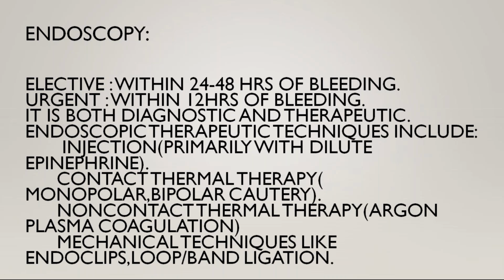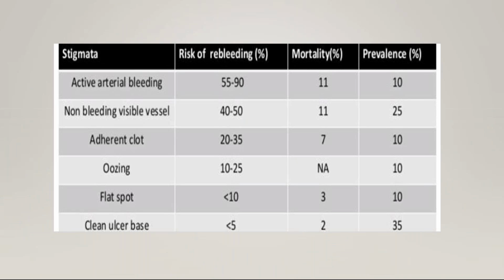So endoscopy is effective within 24 to 48 hours of bleeding, and urgent within 12 hours of bleeding. It is both diagnostic and therapeutic. Endoscopic therapeutic techniques include injection, primarily with dilute epinephrine, or contact thermal therapy like monopolar or bipolar cautery, or non-contact thermal therapy like argon plasma coagulation. Mechanical techniques include endoclips or loop or band ligation in vessel bleeding.